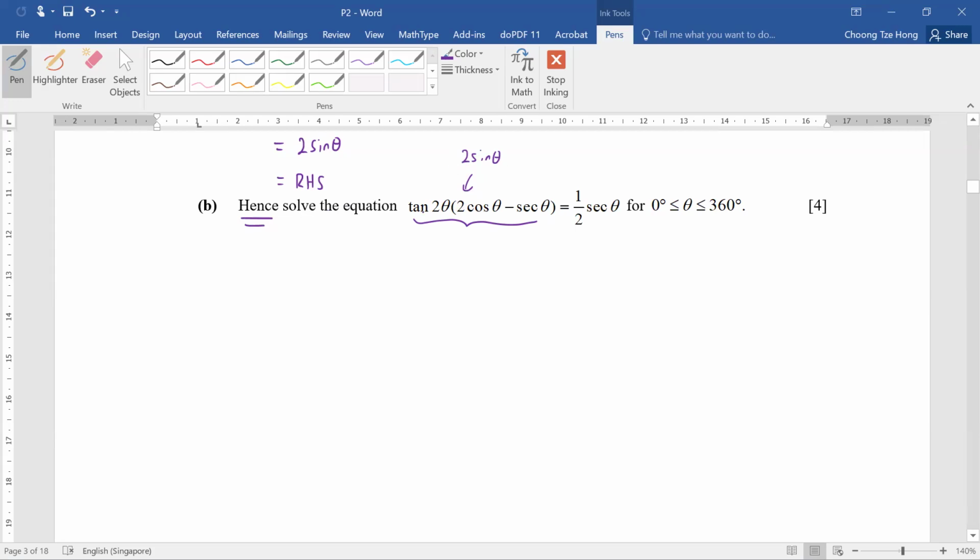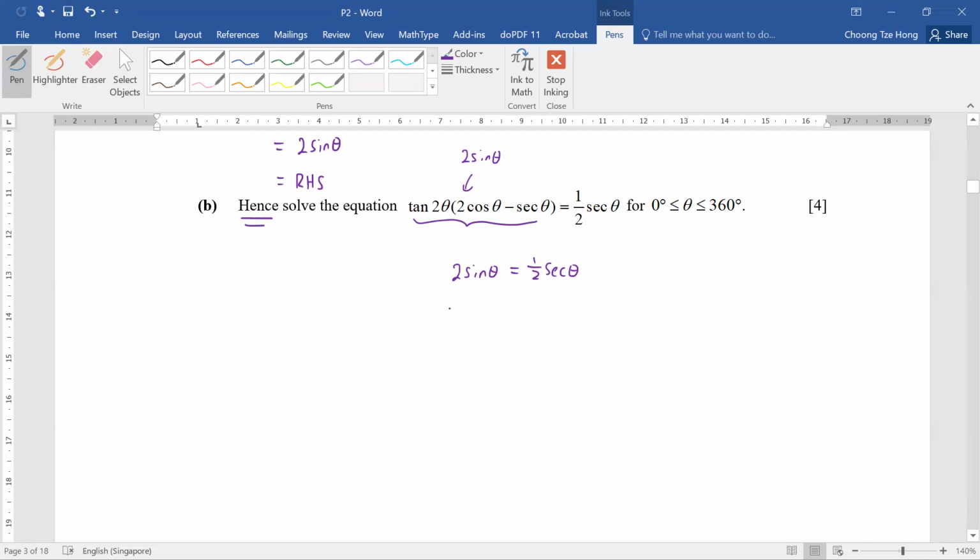So indeed we are going to replace this tangent 2 theta times 2 cosine theta minus secant theta with what we have shown in part A. So now the equation will actually simplify to just this. This is the equation that we want to solve: 2 sine theta equals half secant theta. Remember, every time you want to solve a trigo equation, we always want to try to obtain just a single trigo function, either sine, cosine, or tangent, and then we solve from there.